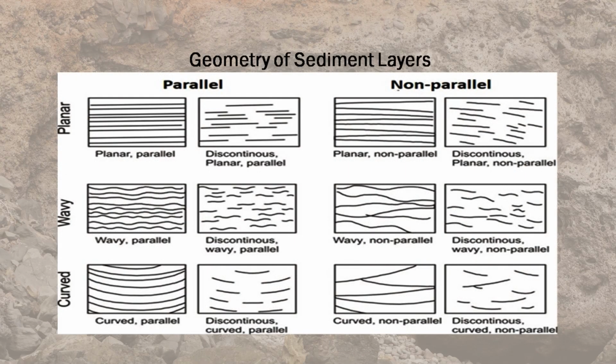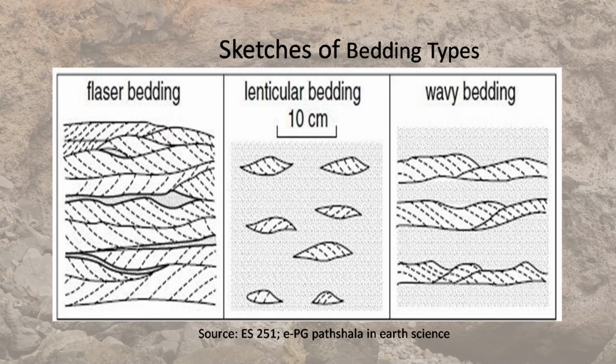Now, these layers are of different types. They are either parallel or discontinuous, or they can be wavy parallel or curved parallel. So in all cases, similarly, non-parallel beds also have the same types: planar, wavy, and curved. Some of the bedding types are of two kinds.